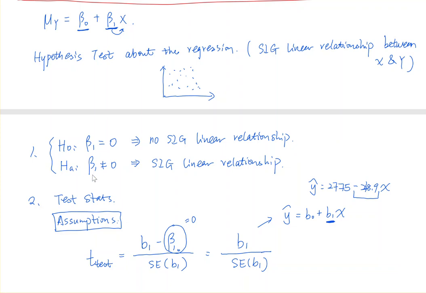The other way, if beta 1 is not 0, that means this term exists, right? If this term exists, that means when x changes value, then the y value will also change, right? That means there will be a significant linear relationship between x and y. All right, so for any hypothesis test, we will follow the 4 steps, right? So we have already done the first step, state the hypothesis.